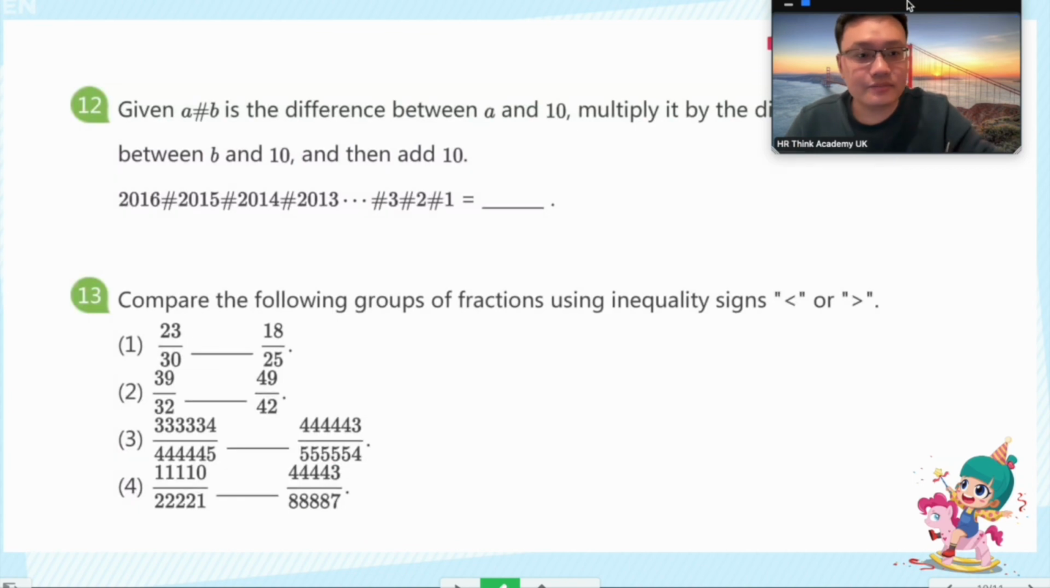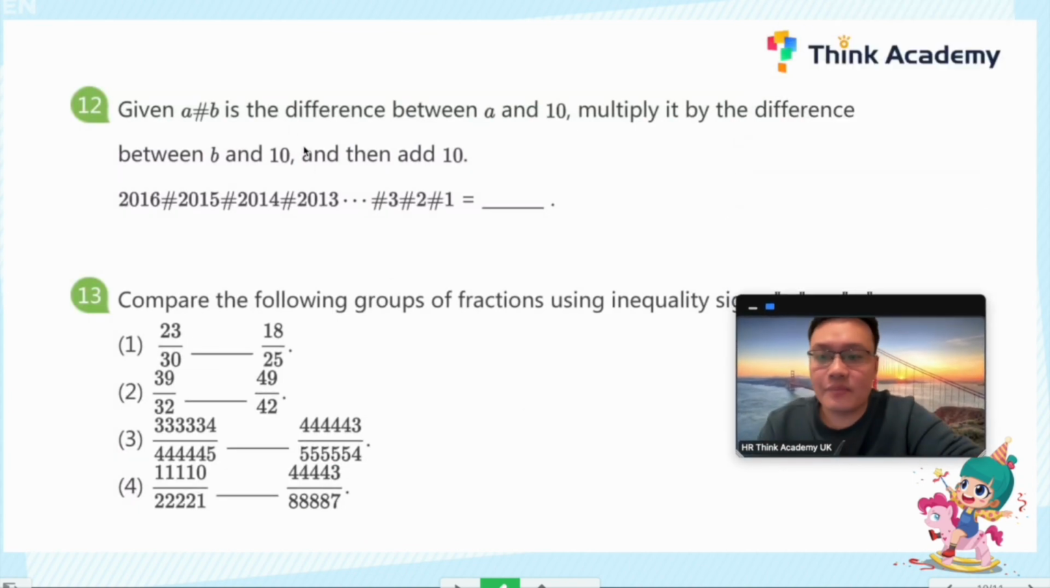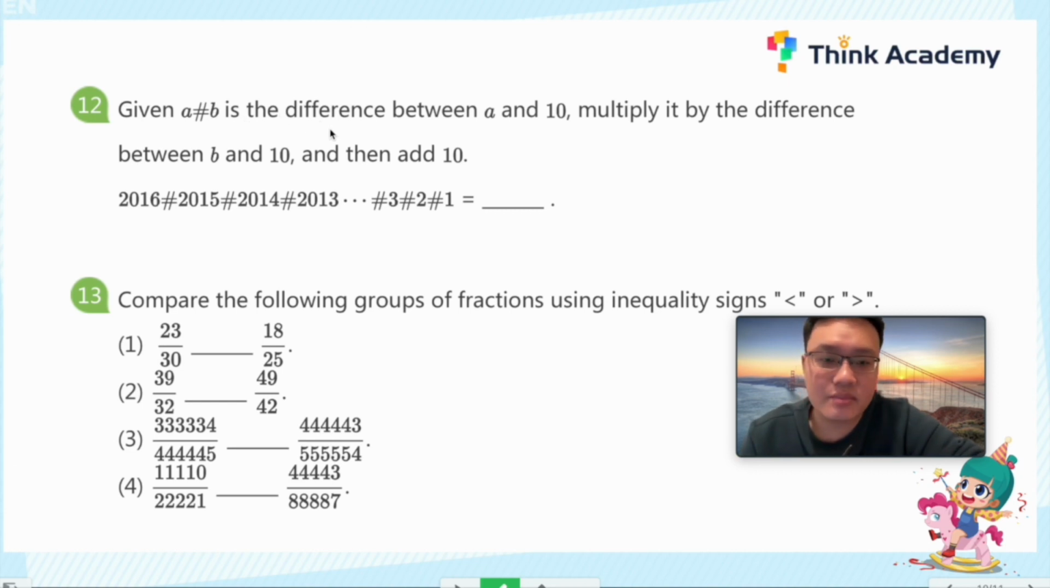All right. Question number 12 is a tricky one. Given that a hash b is the difference between a and 10 multiplied by the difference between b and 10, and then add 10. The reason why I tell you it's tricky is because, guys, if you don't figure this out, it's just fine, because it's a tricky question. Let's say if one of a and b is 10, then the answer is 10. You know what I mean?